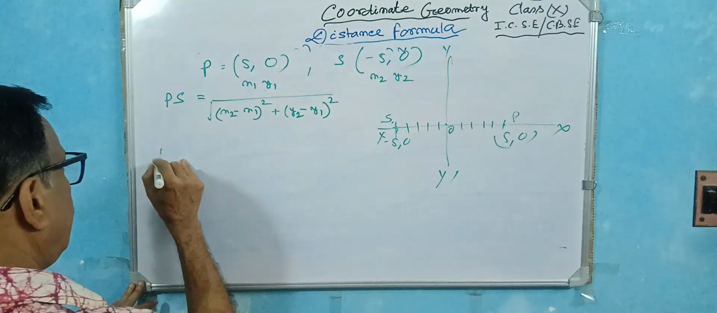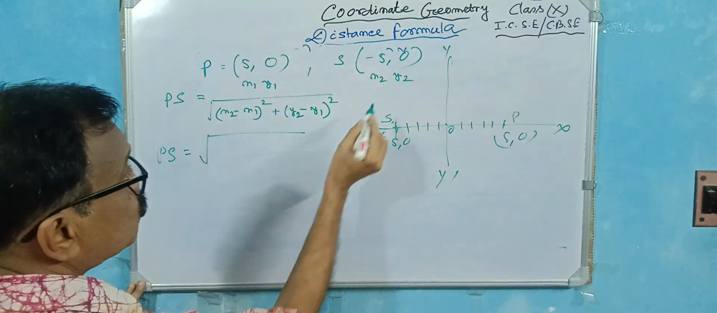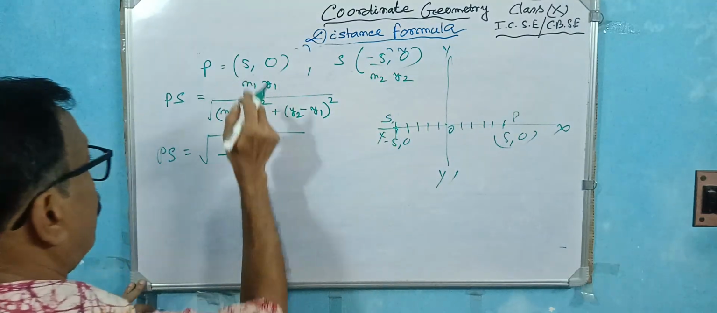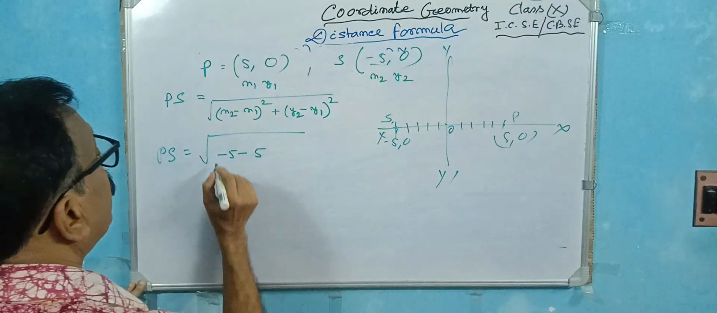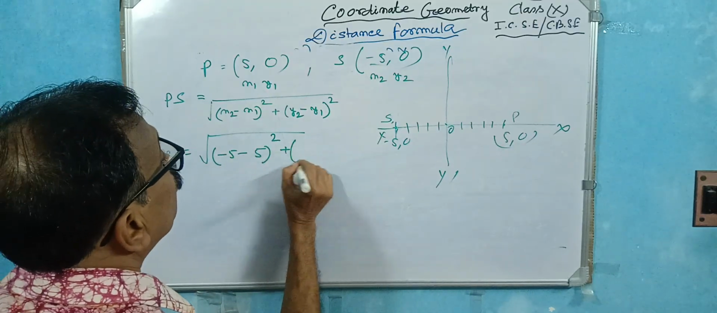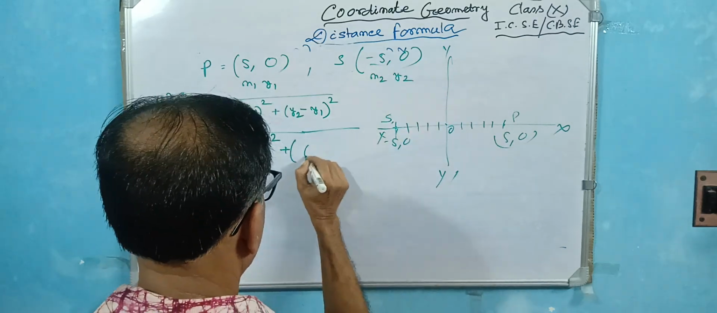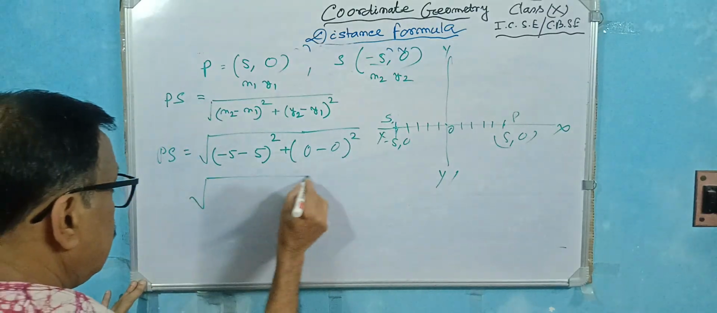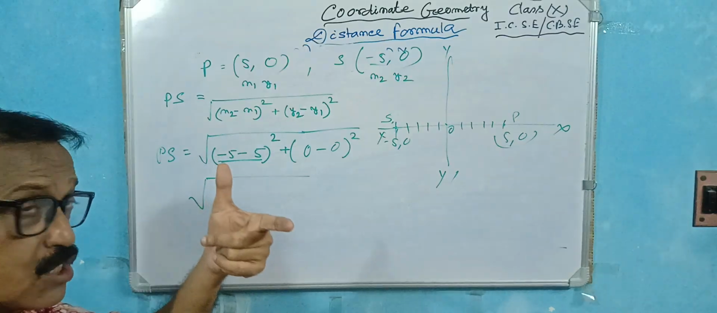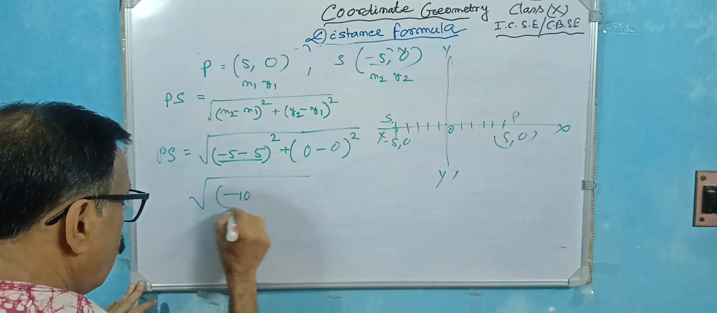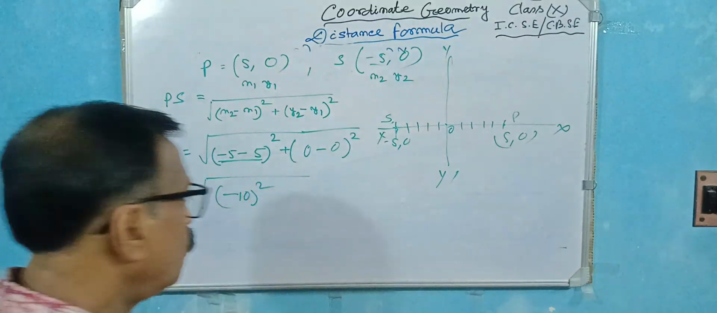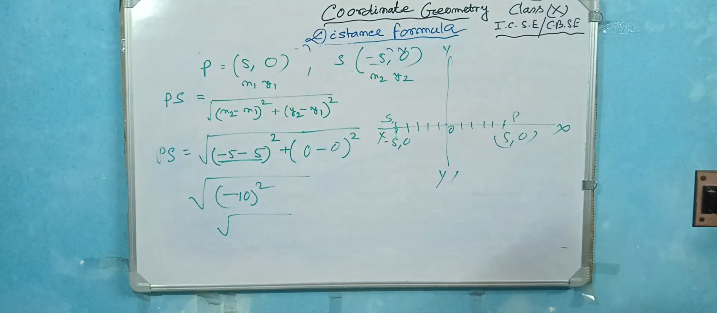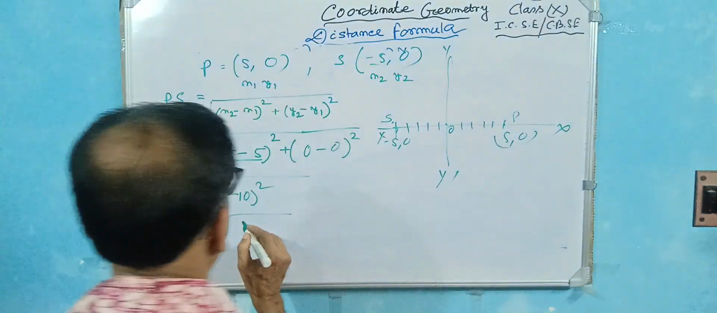So now put the values for PS. This is x2. What is x2? -5. x2 minus x1, x1 is 5. Okay, whole square plus y2. What is y2? y2 is 0 minus y1, 0, whole square. Okay, so this is ultimately: first do this, same sign addition, you know this very well, (-10) whole square, and this is 0 minus 0, ultimately 0. So first (-10) whole square, that means minus minus plus, 10 whole square is 100.